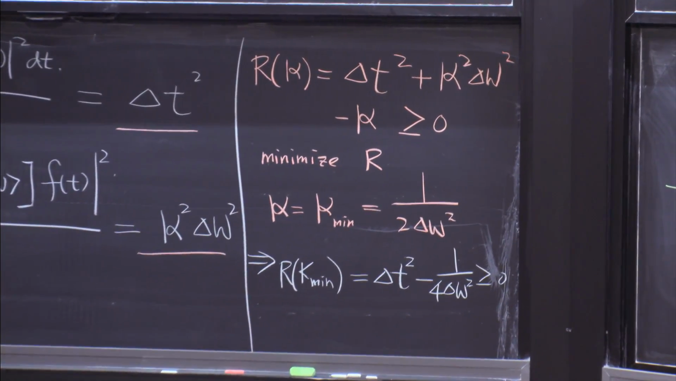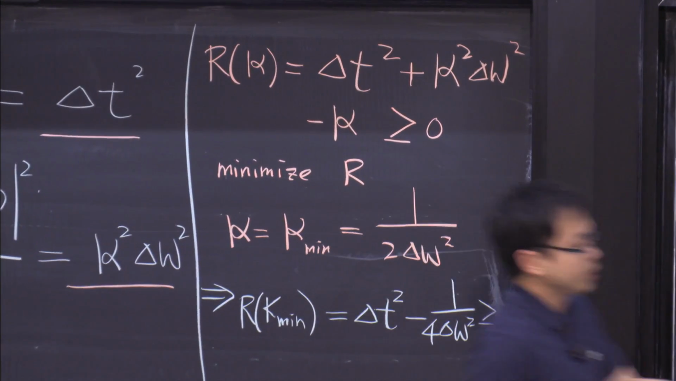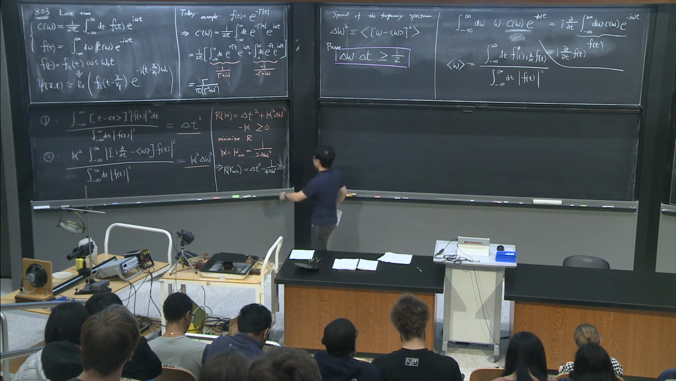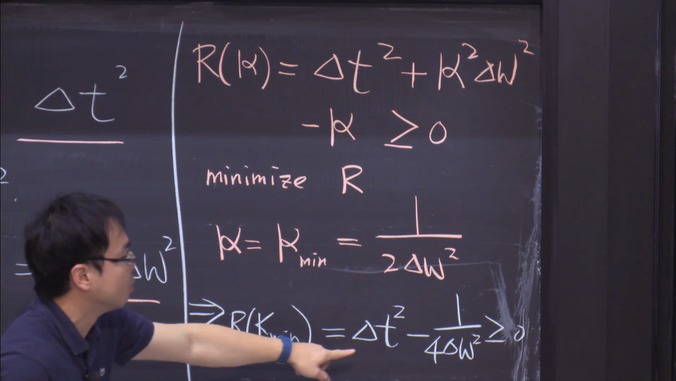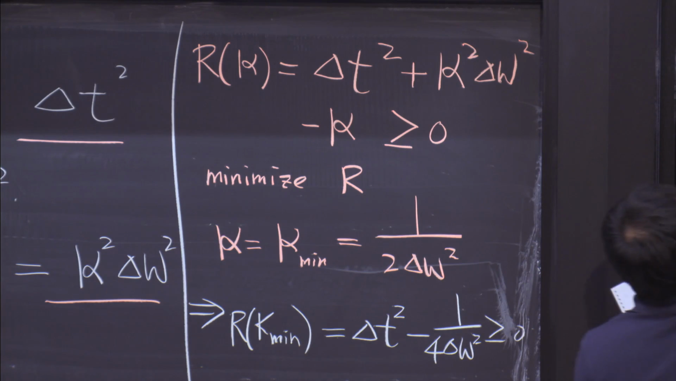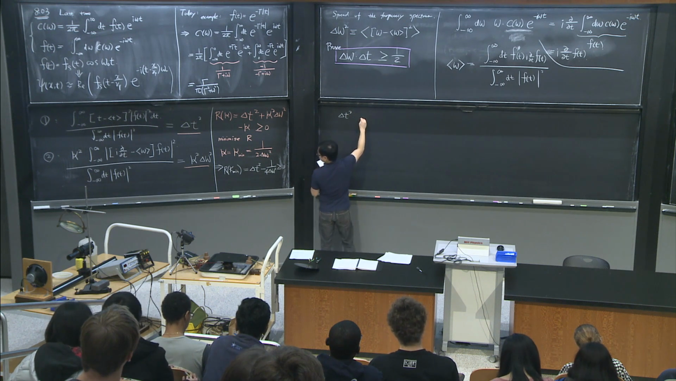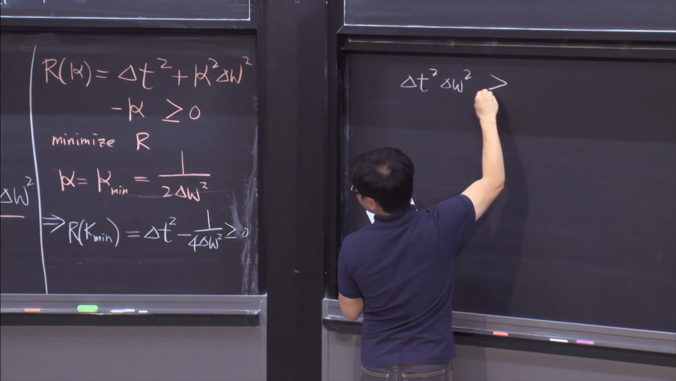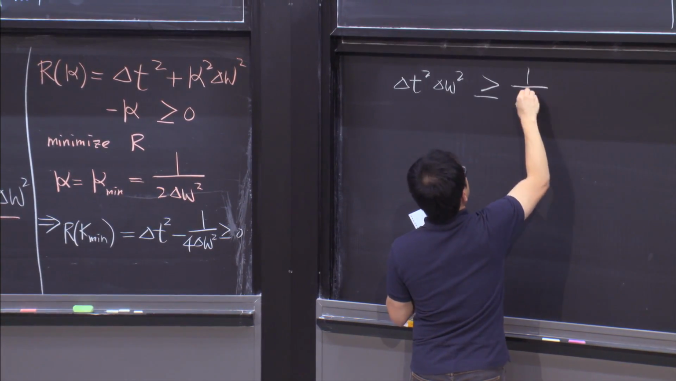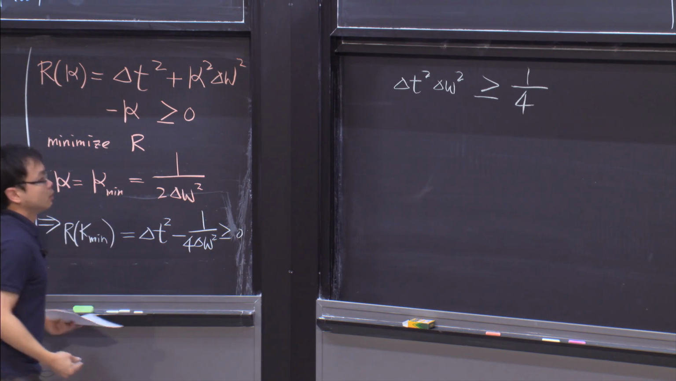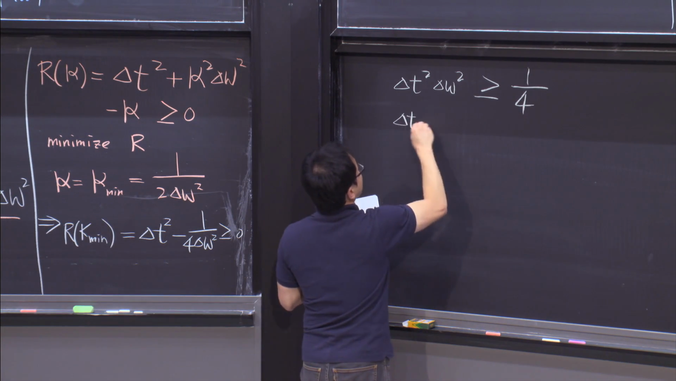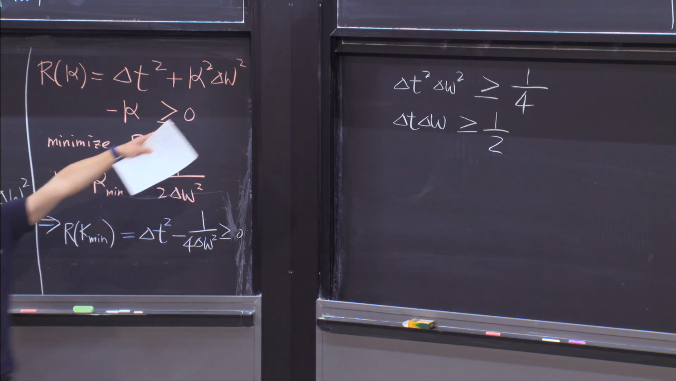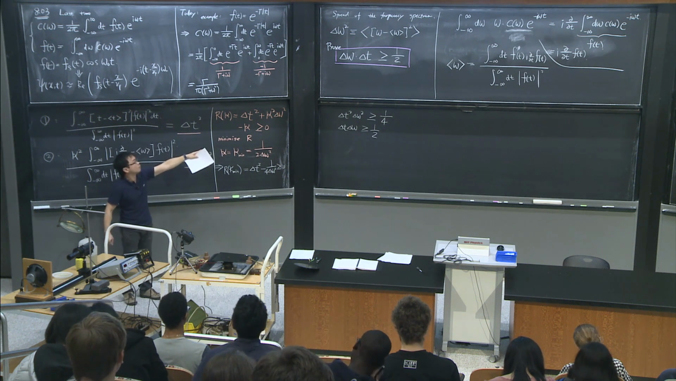Okay? So we arrived there. If I multiply both sides by 4 delta omega squared, basically you get delta t squared delta omega squared greater or equal to 1 over 4. If you take a square root of that, then basically you get delta t delta omega greater or equal to 1 over 2. That's actually what we started to try to prove, right?